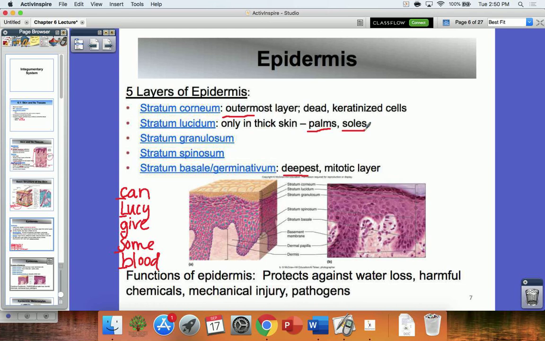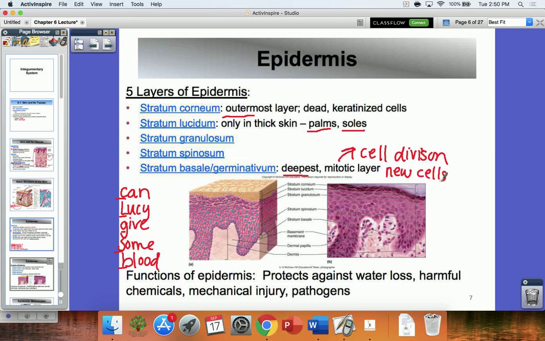And then we have our stratum granulosum, which is the next layer, and stratum spinosum. These are just layers that the cells push up through. And then we have the very last layer, stratum basal. Stratum basal is going to be the mitotic layer. Now, hopefully the word mitotic sounds familiar, like mitosis. And so this is where cell division is happening. So this is where we have new cells.